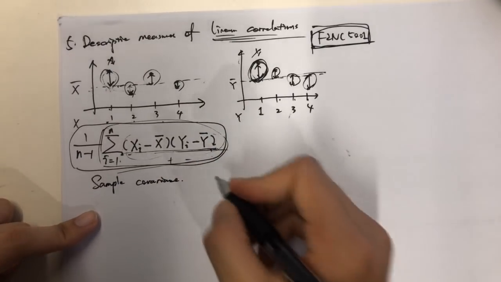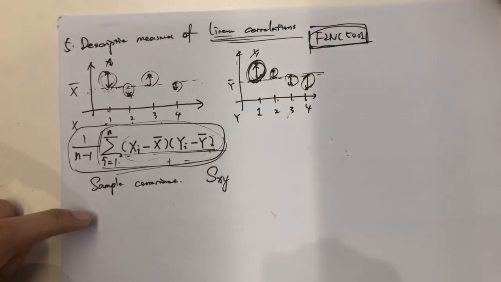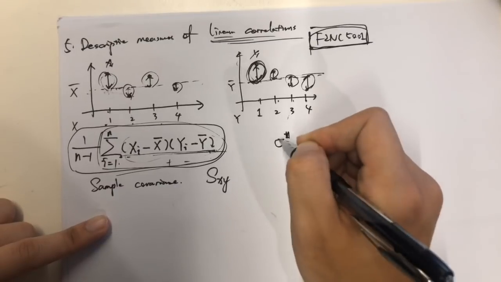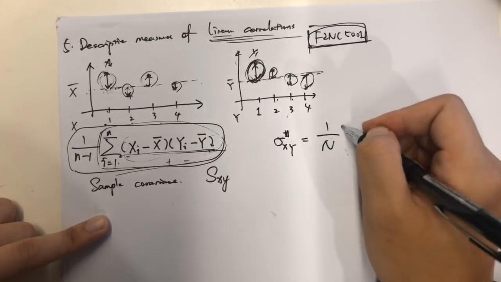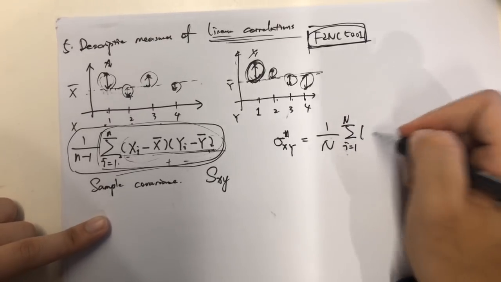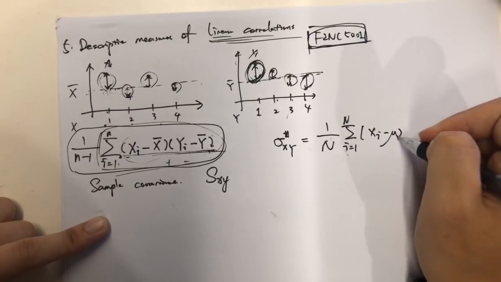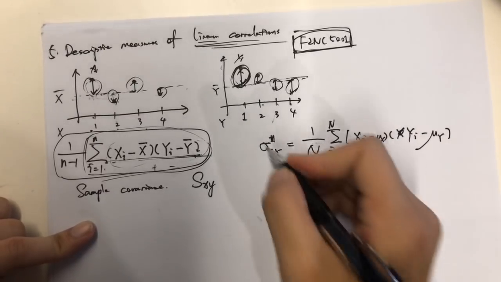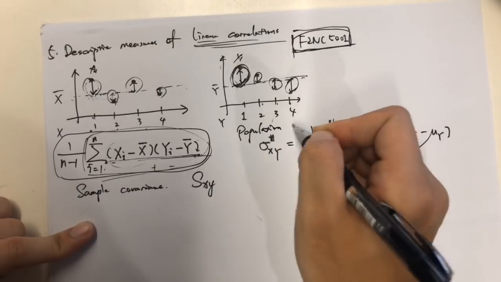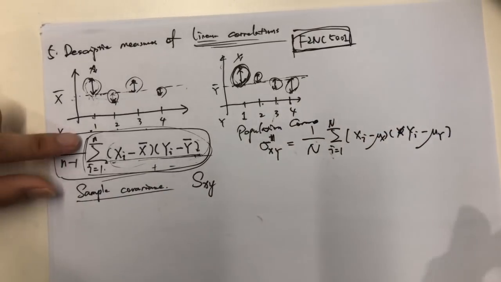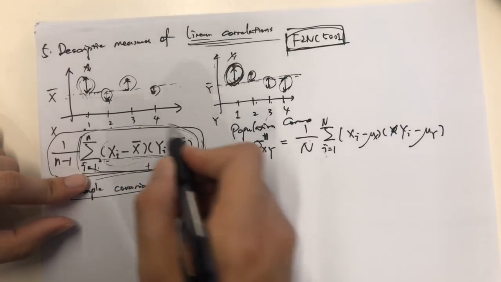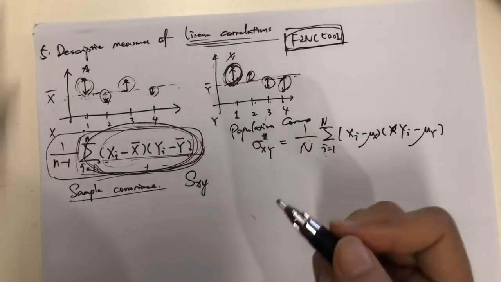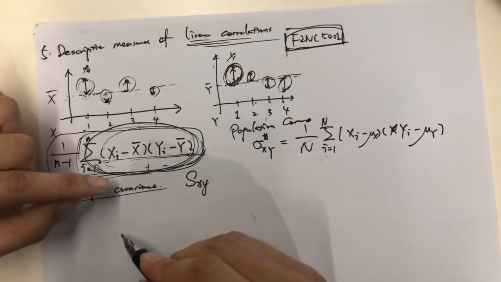Sample covariance is usually denoted by SXY. Similarly, population covariance, sigma xy, equals 1 over big N times the sum from 1 to big N of xi minus mu x multiplied by yi minus mu y. This is the population parameter version: population covariance, and this is sample covariance. If there are more positive results than negative ones, the covariance tends to be larger than zero, and most of the time they tend to move together.